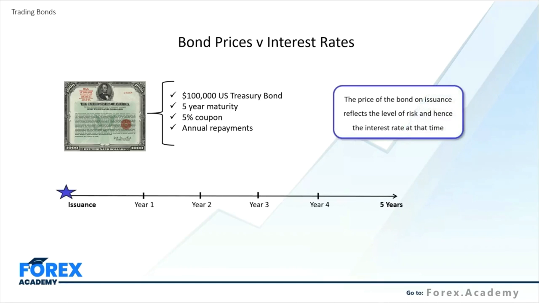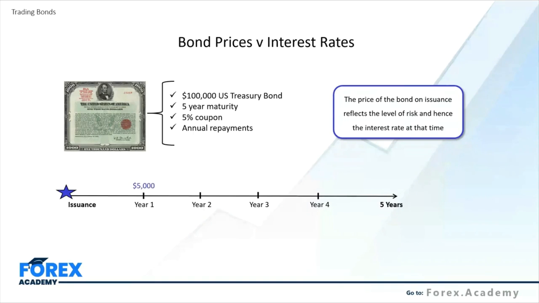So on issuance, the price of the bond reflects the level of risk and hence the interest rate at that time. So whatever is going on in the economy and within the financial sector, all of these market participants and investors have viewed an assumption with a level of risk to actually price this bond. That level of risk is the interest rate payment at 5%.